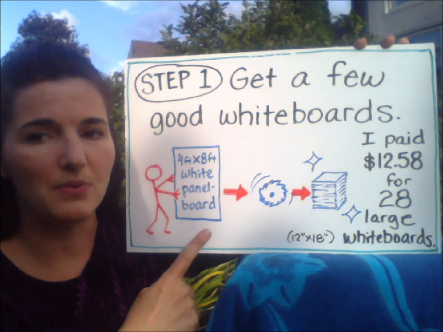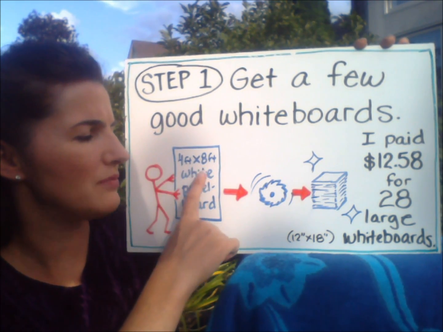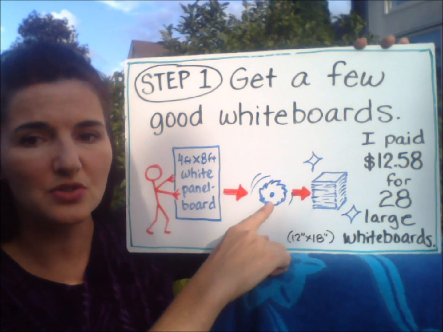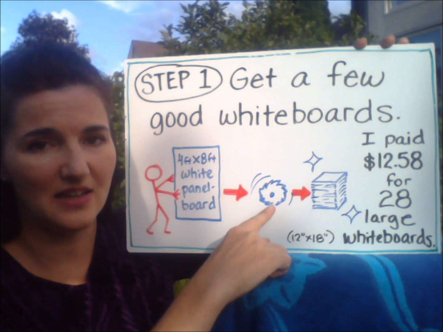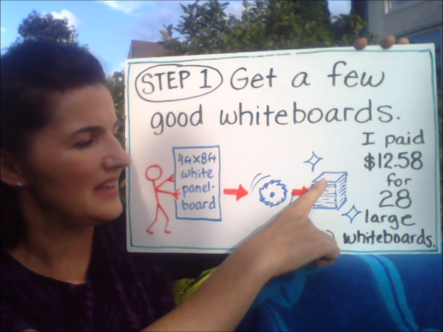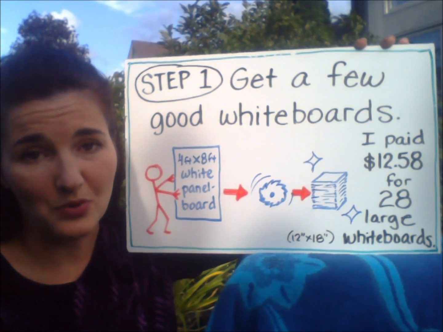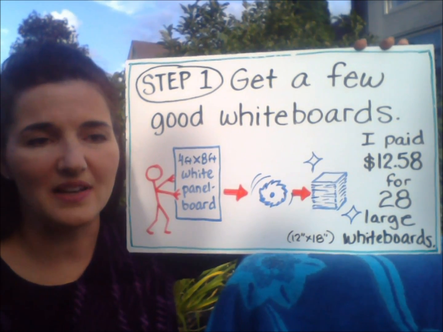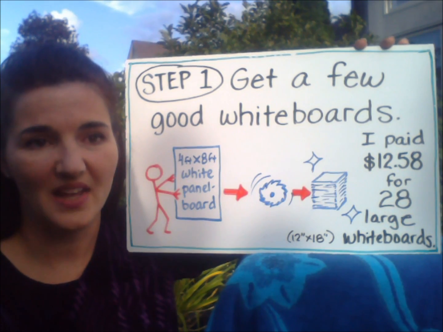So I went to Home Depot, bought a 4-foot by 8-foot white panel board, and they cut it for me to the 12-inch by 18-inch size that I requested, and I ended up with 28 large whiteboards. It's a rough cut, so they're not that smooth on the edges, but it works for my purposes.